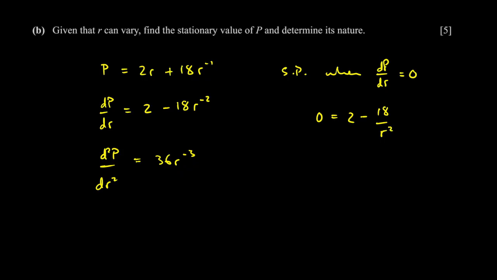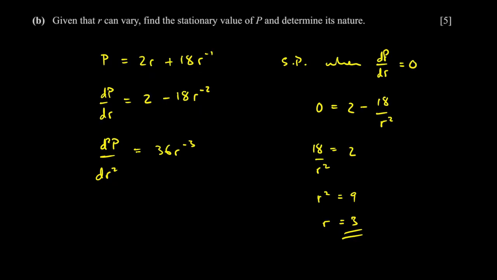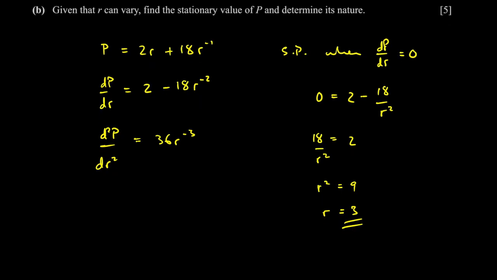So if I rearrange that, 18 upon r squared is equal to 2. And that means that r squared is going to be equal to 9, which means that r is equal to plus or minus 3. But of course, we can only have the positive value. So we've now got r is equal to 3. So that's the stationary value of r.